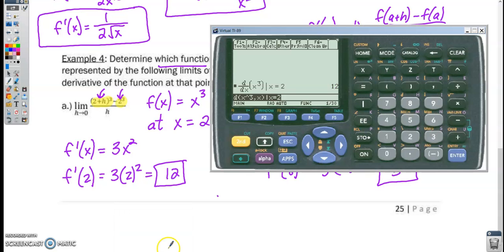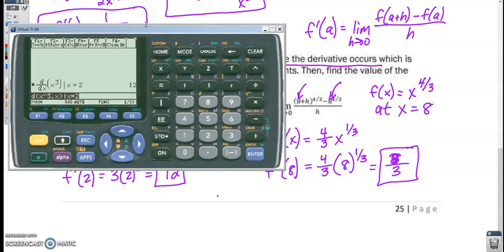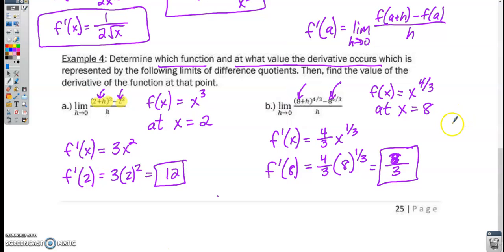And again, I can confirm that using my numerical derivative on my calculator. I happen to have a calculator that will give me back exact values for these. If you don't, yours probably will give you a decimal value here, but we're taking the derivative of x to the 4/3 and evaluating it at x equals 8. And if I go ahead and do that, it tells me that it's 8/3. Yours might give you 2.6 repeating instead.